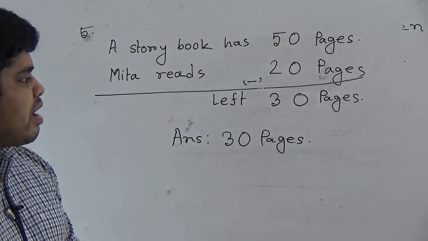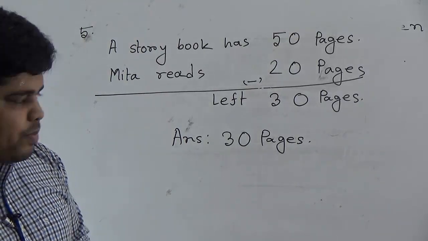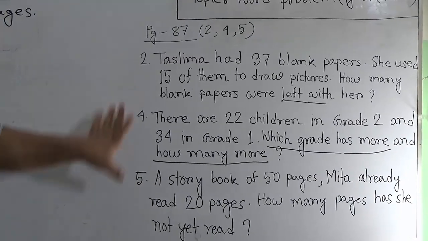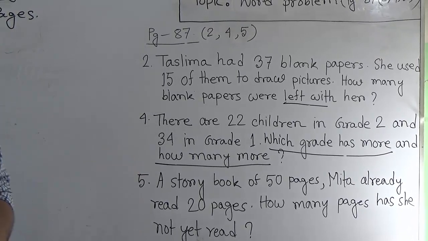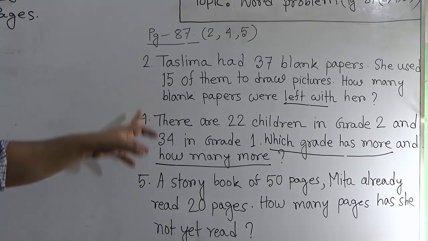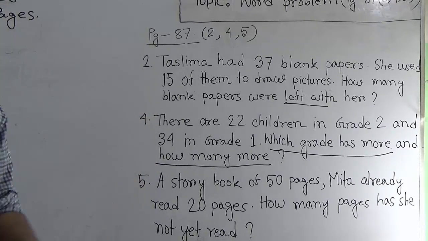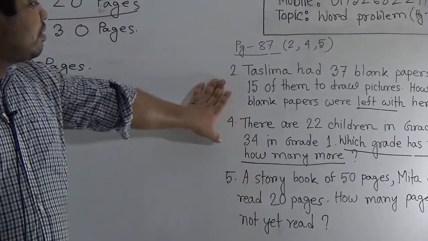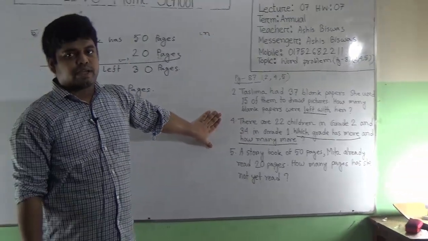I hope you have understood these 3 word problems, word problems 2, 4 and 5. My dear students, this is your SW also. Just like CW, 2, 4, 5 will be your SW. And you have already known the importance of SW. Based on your SW, CT marks and SBA marks will be given.